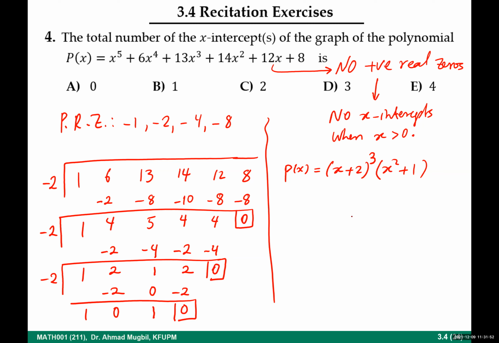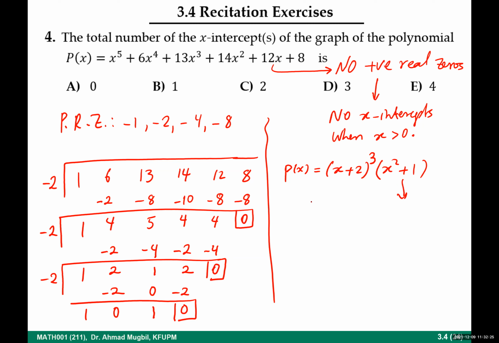So the question was about the total number of x-intercepts. What is the total number of x-intercepts? 3 or 1? Khalid is saying 3. No, it's -2. Will the graph intersect the x-axis 3 times? Only one time. It will cross the x-axis one time. You are saying two times? One time, be careful.